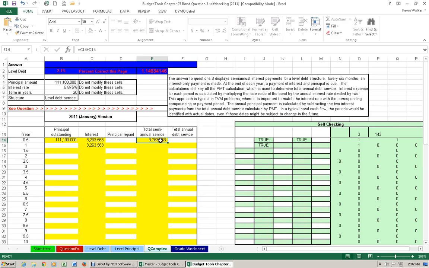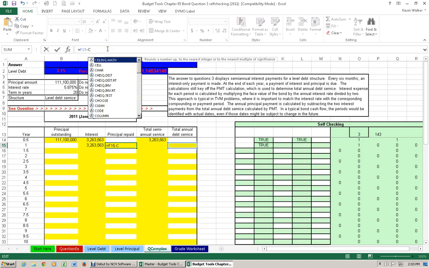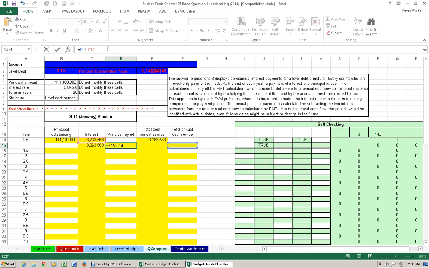All right. Now, principal repaid goes like this. You got to trust me on this. Equals F15. Whoops. Needs to be a 1 in there. Minus C14 minus C15. Again, more than one way to skin a cat here. This is going to come up negative until we get to a few more items here.